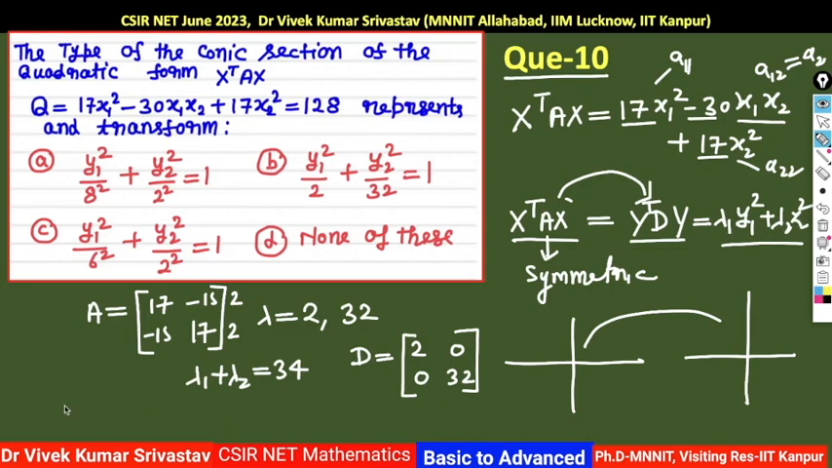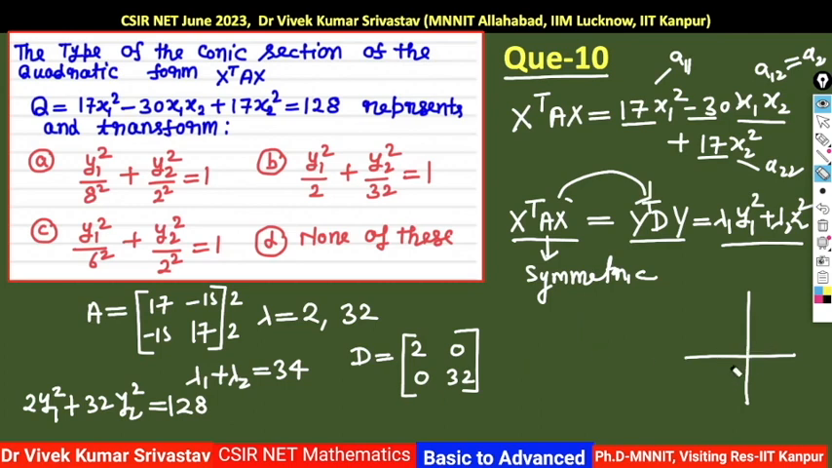So finally we can write here, lambda 1 and lambda 2 are already calculated. The final section is 2 y1 square plus 32 y2 square, and this is equal to 128. Both are the same, and its value is given as 128. Now just see, you divide and get the value. I will just erase this portion, right? No need to write this figure, we can directly find out the value.